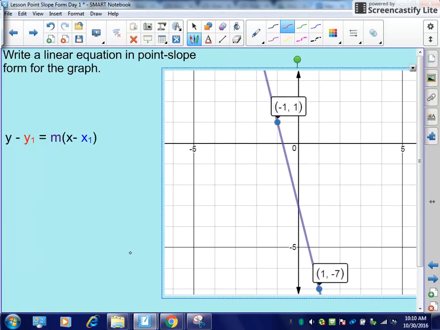So I'm going to give you a chance to do this one by yourself. Please press pause, work it out, and as soon as you're done, hit unpause.